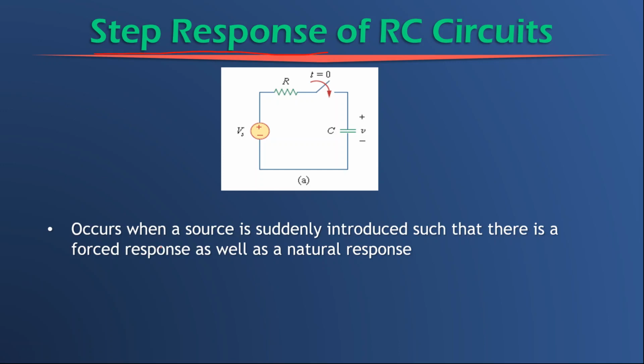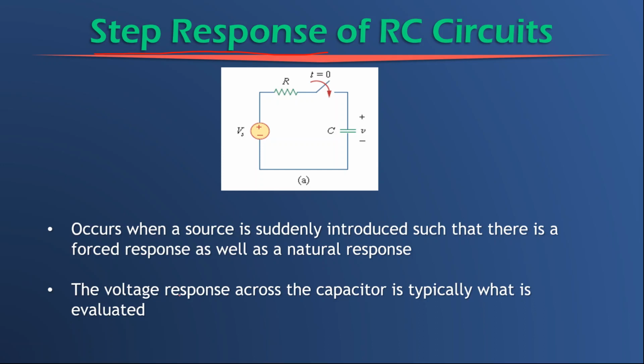It occurs when a source is suddenly introduced such that there is a forced response as well as a natural response in the circuit. So a source is present when t is greater than or equal to 0. The change is actually introducing the source, and there will be a forced response. The forced response is the response coming from the source, and the natural response is the natural response of the capacitor if the source would not have been there.